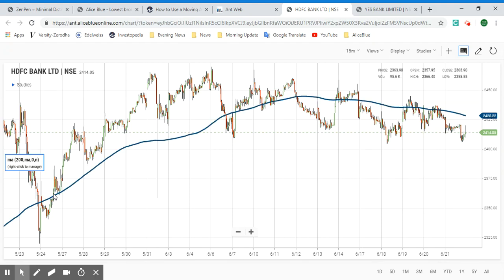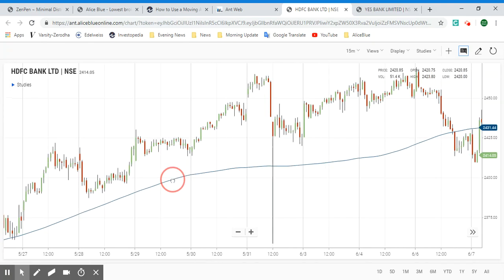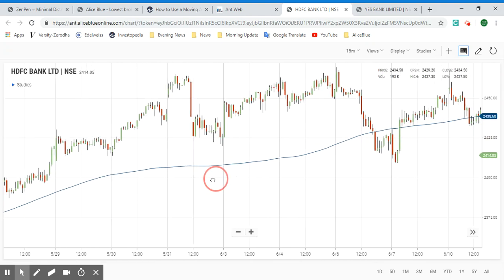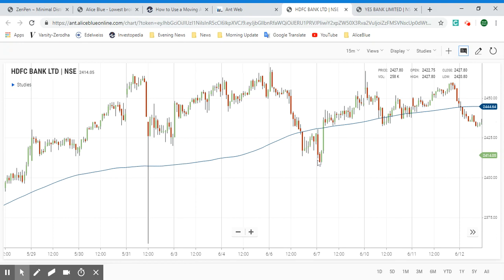Here again, we can see this is an excellent example of the chart. This is a nice buying signal. The candlestick chart just goes above the moving average line. This is the 200-day moving average line. And here we can see the candlestick chart going below. So this is the sell signal.